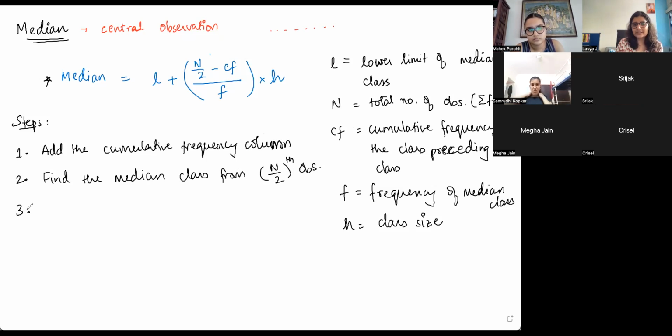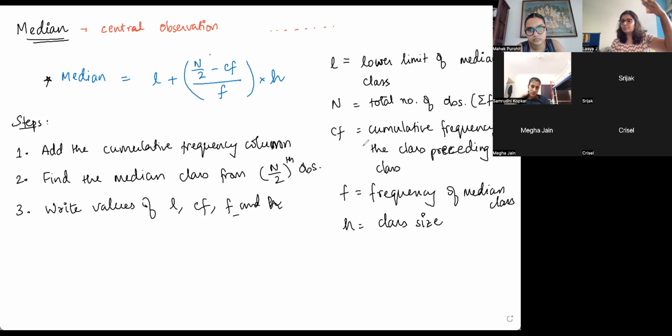Once you find the median class, write the values of L, CF, F, and H, because all these values you will get only once you have the median class. L is the lower limit of the median class. CF is the cumulative frequency of the class just above the median class. F is the frequency of the median class itself, and H is the class size. Once you have the values, put them in the formula and calculate.